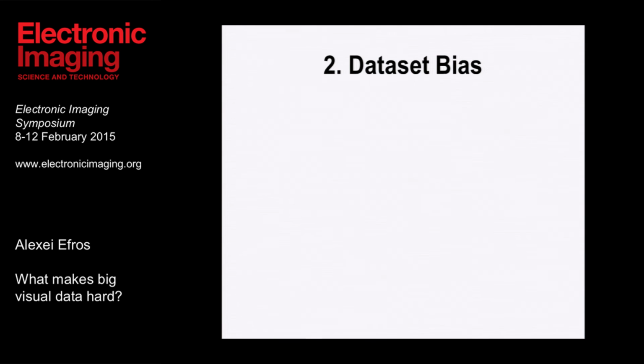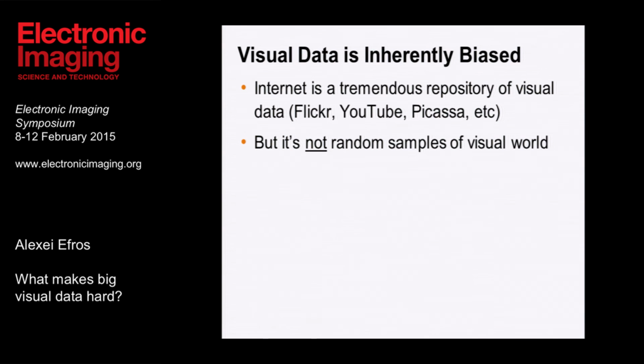And the second issue is what I call data set bias, okay? Basically the problem here is that all of these methods work on some sort of data, and the data usually comes from the internet, and it's inherently biased, right? The internet has all these data sources, but they're not just random samples of the world.